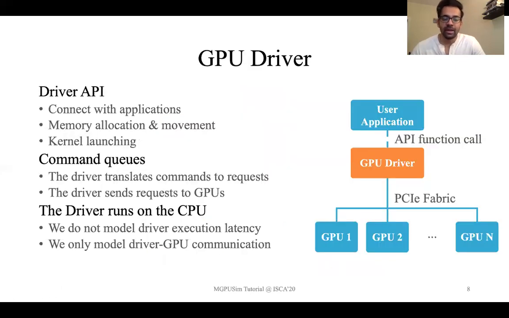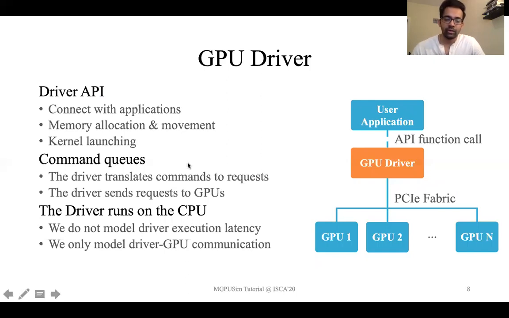So the driver API actually provides an interface for the application or the main program, which is written in Go, to communicate with the GPU. It handles all different other tasks, such as memory allocation and movement, as well as kernel launching. Command queues are present in a driver that are responsible for translating commands to requests. And then the driver would send this request to GPUs. And on the GPU, the command processor is actually responsible for handling this request and then doing the appropriate work.